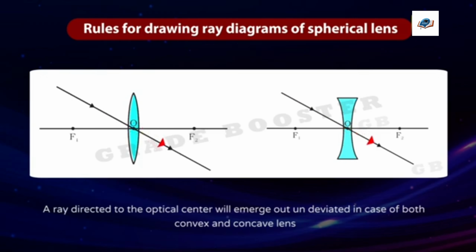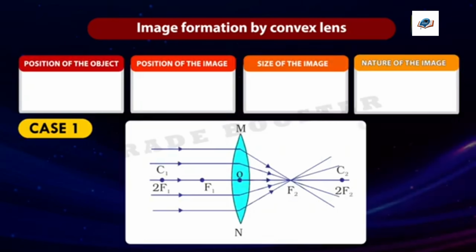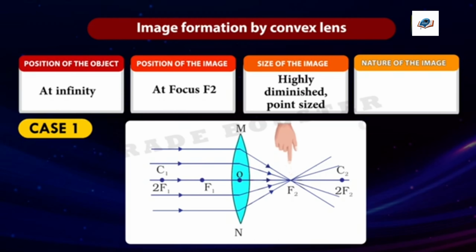Image formation by convex lens. Case 1: if the position of the object is at infinity, the position of the image will be at the focus F2, and the relative size of the image is highly diminished and point sized. The nature of the image is real and inverted. Case 2.